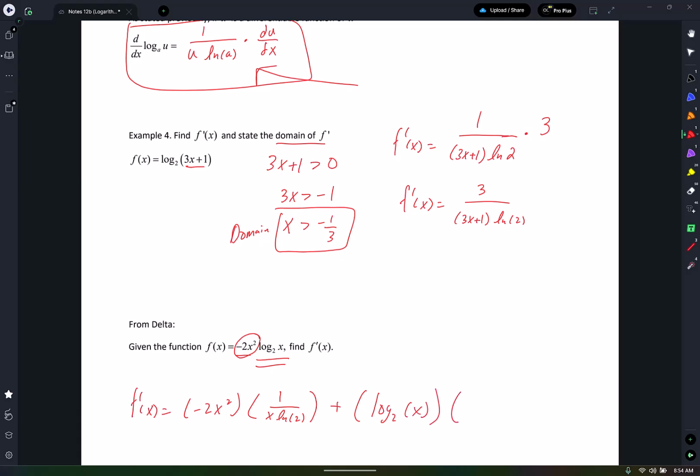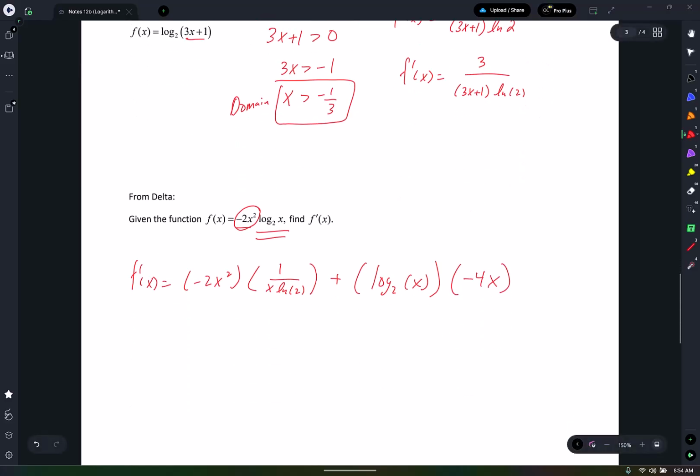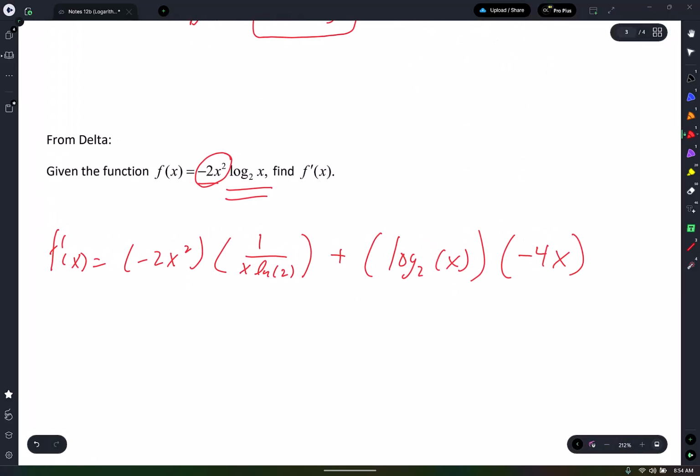What's the derivative of negative 2x squared? Negative 4x. Now, let me give you a heads up. Delta does not want you to, well, it doesn't say to simplify, but you can leave it like that. But do you think UH is going to be nice? No. UH is going to want you to simplify. They're going to have A, B, C, D, and they're going to make you do common denominators and all that good stuff. When we get there, we'll get there.